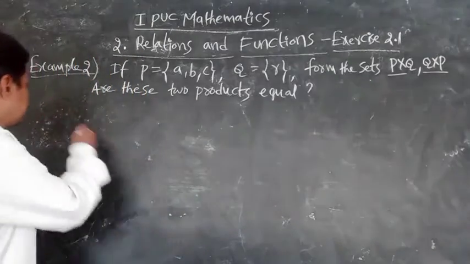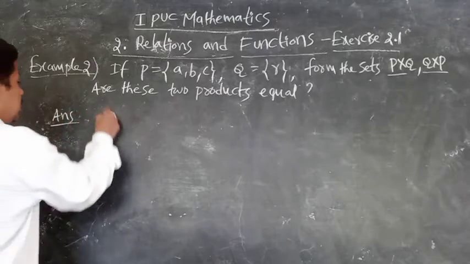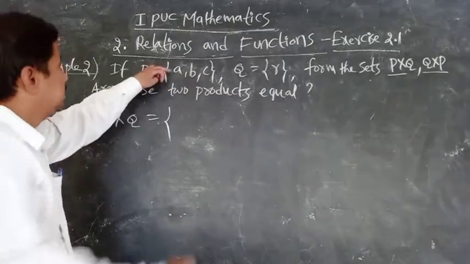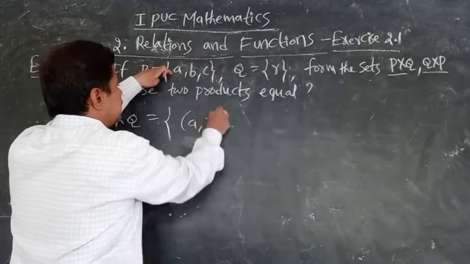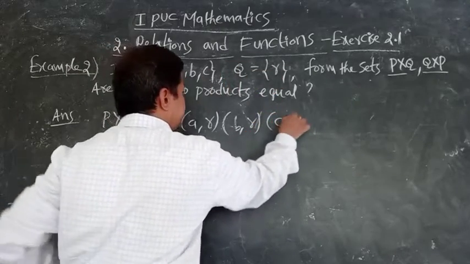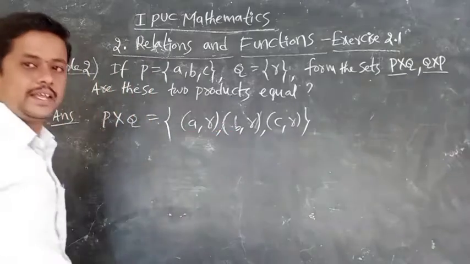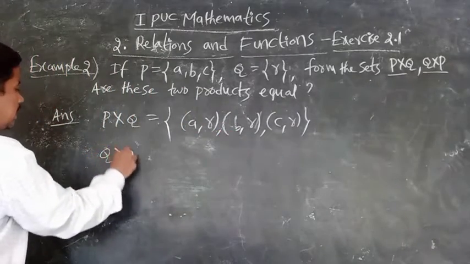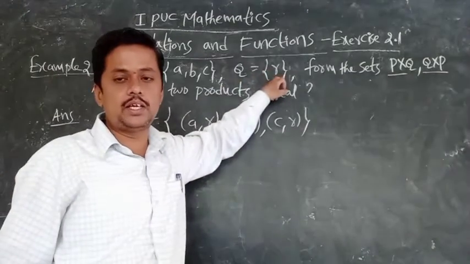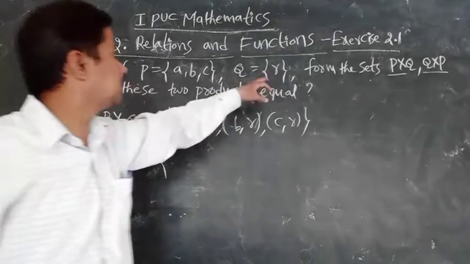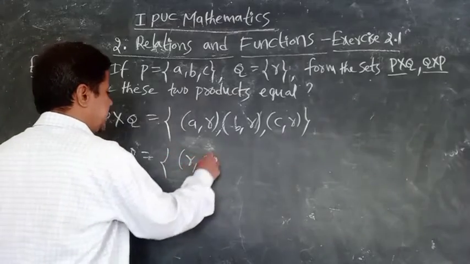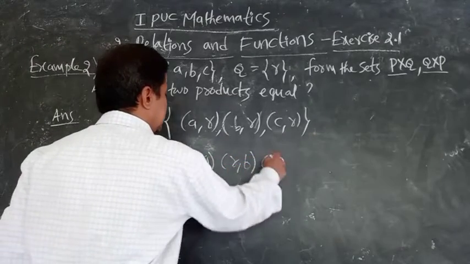How to solve this? So P cross Q: the first set is P, so you have to consider P. A, R; B, R; C, R. That's it. Very easy. Next, we will move to Q cross P. The first set is Q, so first you have to consider Q. R first: R, A; R, B; R, C.